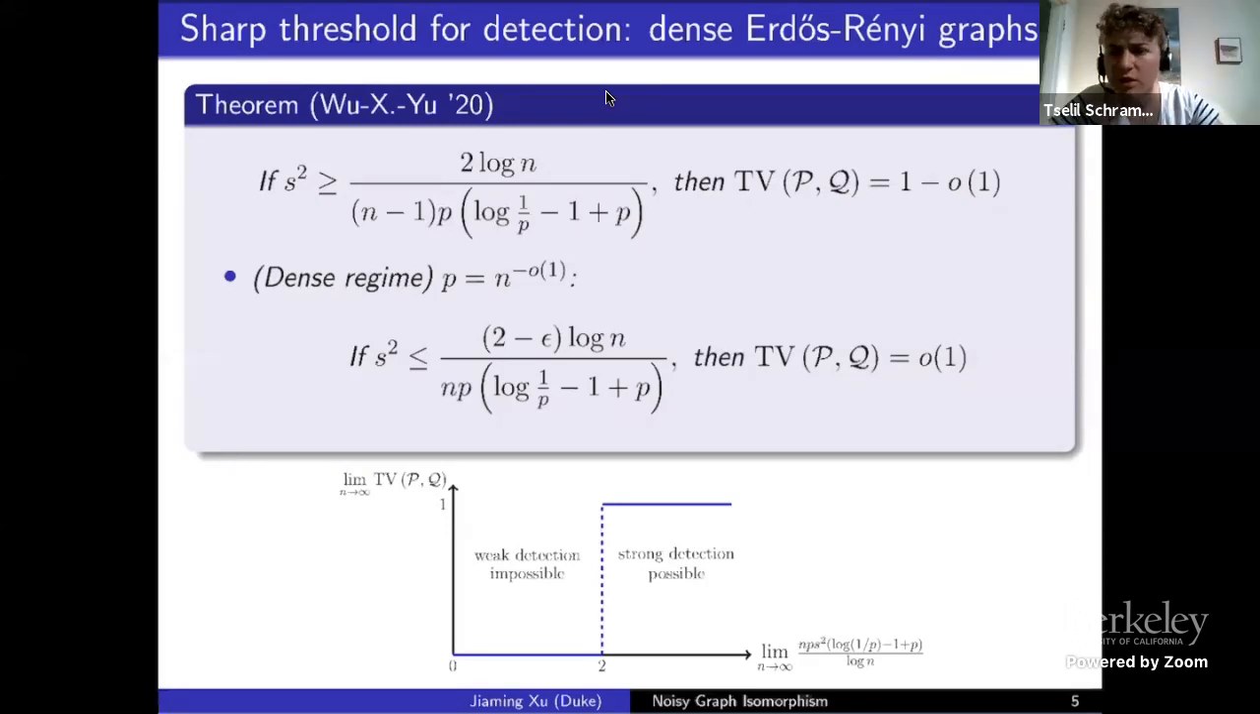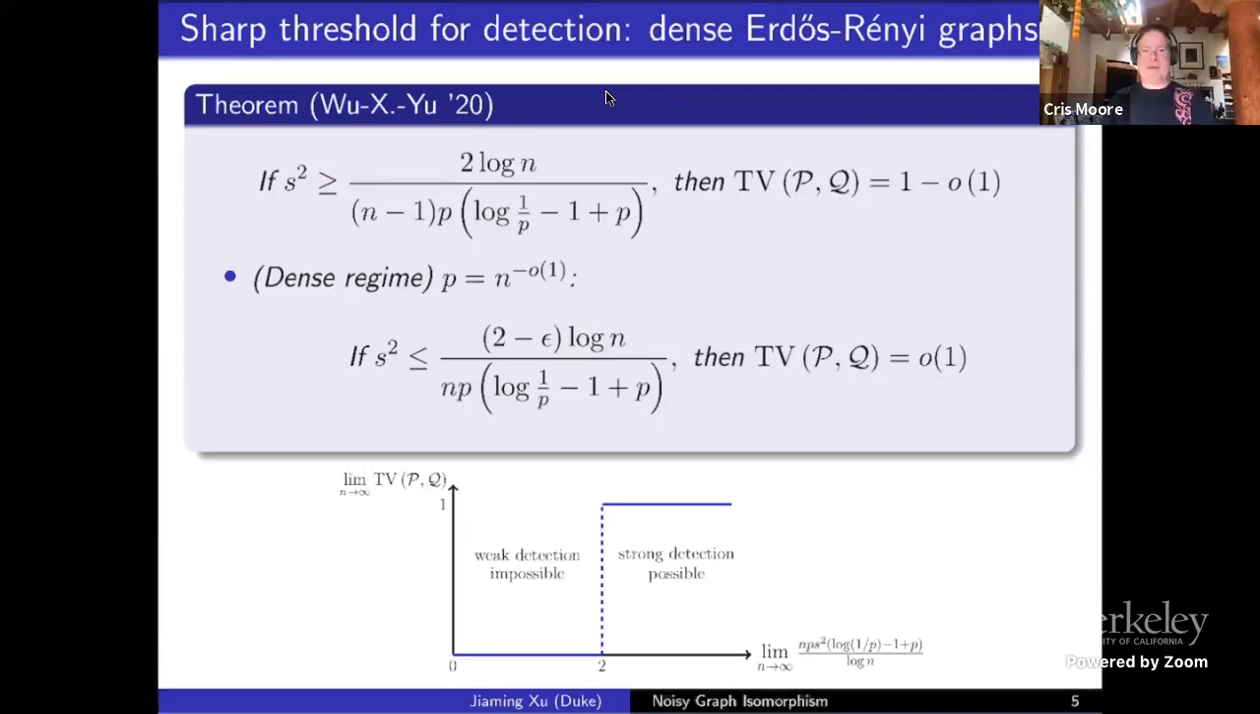Jiaming, just to check, this corresponds to the case where the intersection graph has average degree log n? It's actually more than average degree log n. The average degree of the intersection graph is nps squared. So if nps squared is bigger than or equal to log n divided by log 1 over p, this is a regime where the average degree of the intersection graph converges to infinity.